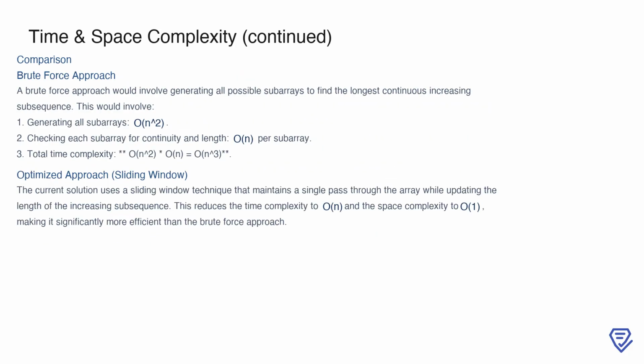If we compare this optimized approach to a brute force solution, the efficiency becomes even clearer. A brute force method would involve generating all possible subarrays to evaluate their continuity and length. Generating these subarrays would take O(n²) time, and checking each one would add another O(n) for each subarray. This results in a total time complexity of O(n³). In contrast, our optimized approach uses a sliding window technique to traverse the array in a single pass, updating the lengths dynamically.